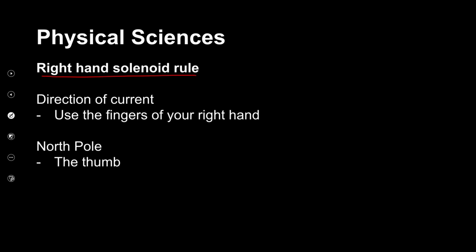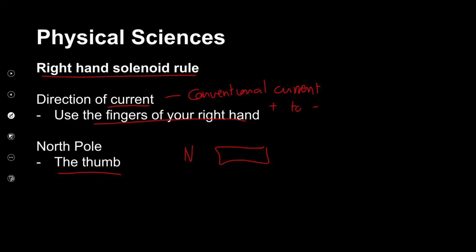Just as we've said, we use the fingers of your right hand to give you the direction of the current, and remember the current here is conventional current. Conventional current means it's from the positive to the negative terminal of the battery. The thumb points in the direction of the North Pole, and the North Pole is like the North Pole of a bar magnet. What we need to recognize at the North Pole of the bar magnet is that the little compass needle would be repelled at the North Pole, and so the direction of the field lines would be out at the north and coming in at the south.